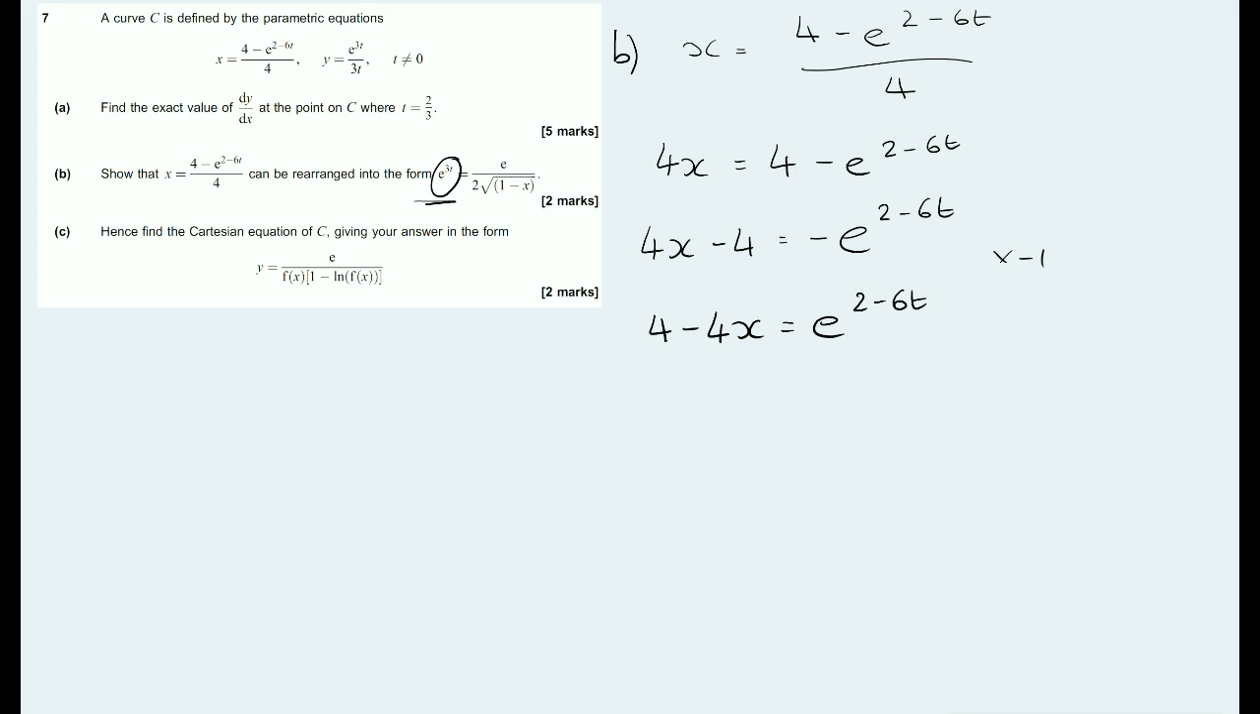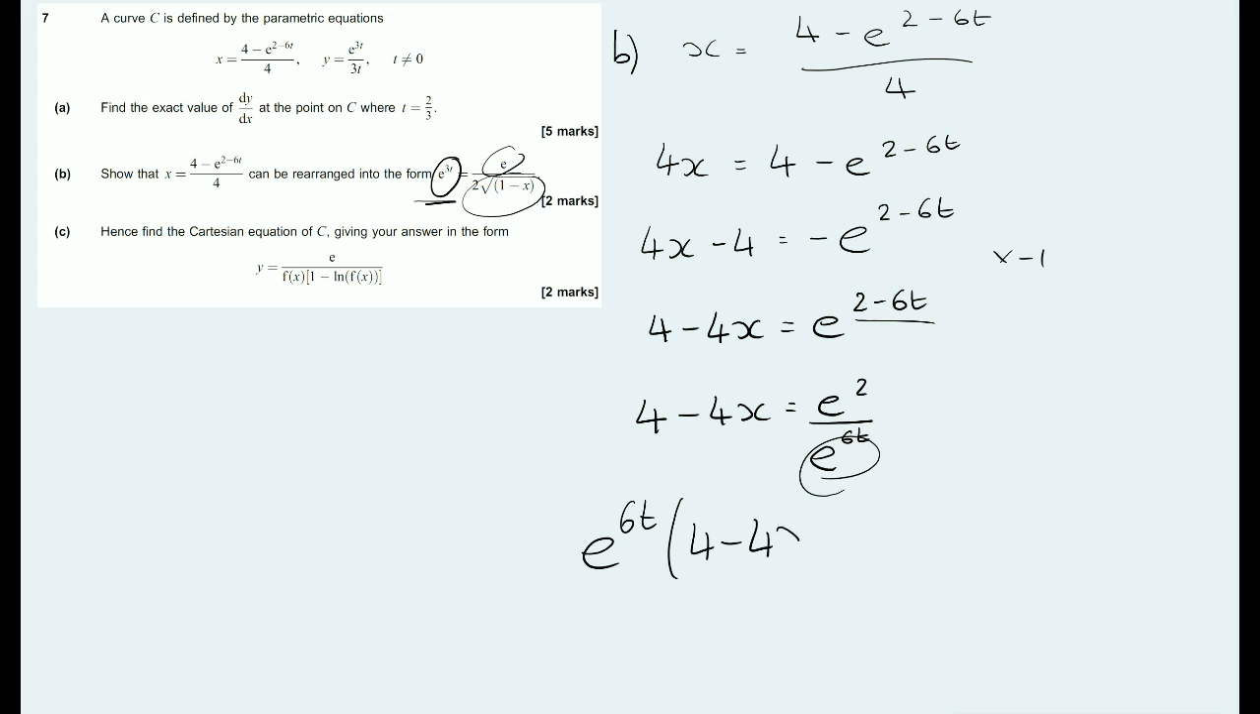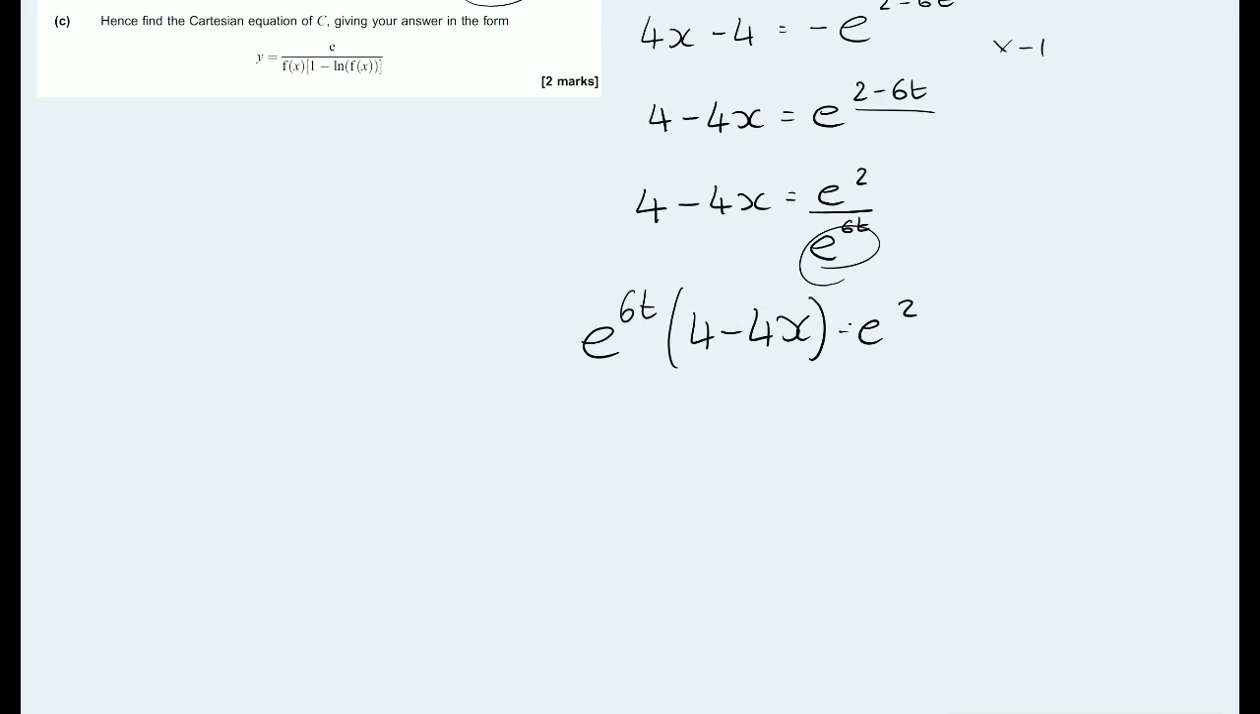At this point you've got to remember your indices law that says that if you've got an index minus another index, that's the same as e squared divided by e to the 6t. So that's what it means when you've got an index divided by another index. We can write that as a single index with a negative between them. So what we're then doing is we want to get something in the form where e's on the top of a fraction and we've got something on the bottom. So I'm going to multiply both sides by e to the 6t, to give me 4 minus 4x is equal to e squared, and then divide by the 4 minus 4x. So I get e to the 6t equals e squared over 4 minus 4x.